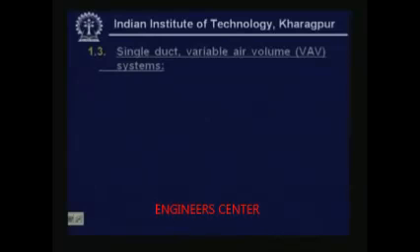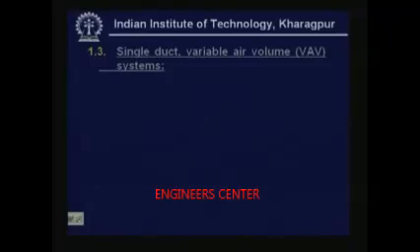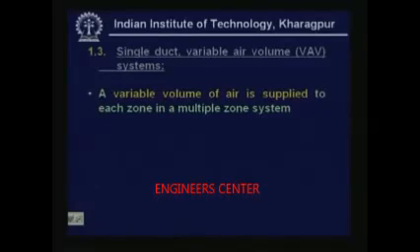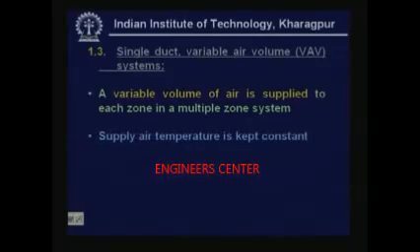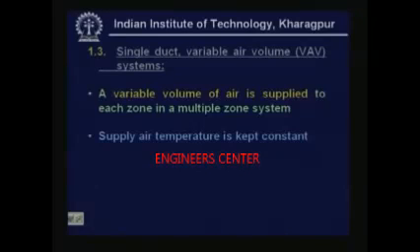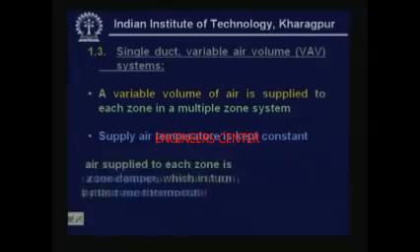Next, let us look at single duct variable air volume systems. Variable air volume systems are quite popular. They are also called VAV systems. As the name implies, in these systems, a variable air volume of air is supplied to each zone in a multiple zone system, and supply air temperature is kept constant. In the constant volume system, volumetric flow rate is kept constant and supply air temperature is varied, whereas in variable air volume system, volumetric flow rate is varied, whereas the supply air temperature is kept constant.